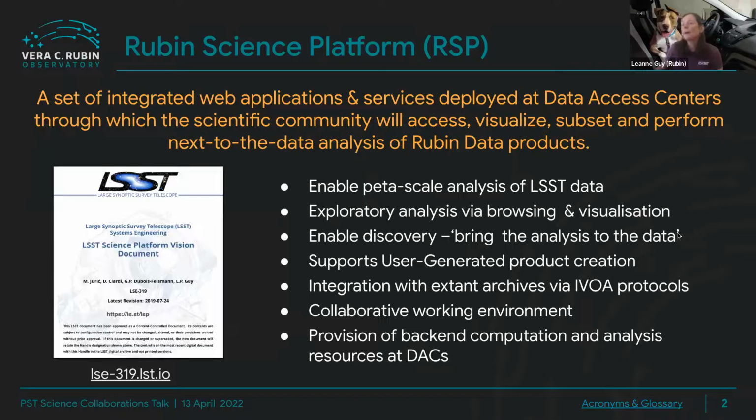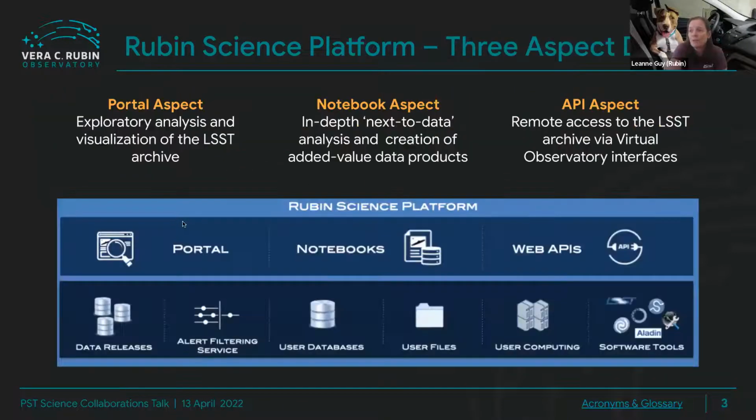All right. Okay. So I know you know what the Science Platform is, but I always like to start with a quick reminder of it. We define the Rubin Science Platform as a set of integrated web applications and services deployed at data access centers through which the scientific community will access, visualize, subset, and perform next to the data analysis of the Rubin data products. The original vision for a science platform was laid out several years ago now.